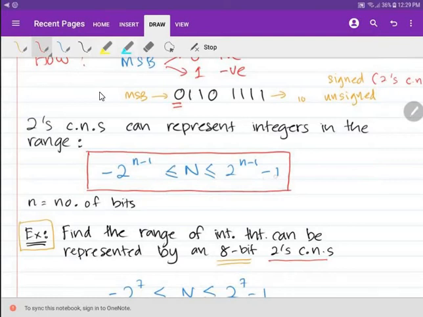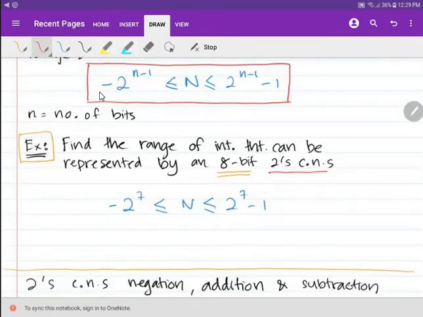Why do we minus 1 here? In the positive range, why do we minus 1? Yes, because including 0. So let's see the example. Find the range of integers that can be represented by an 8-bit 2's complement number system. So this is a signed number. So you have to use this formula. Negative 2 to the power of n, where n is 8 minus 1 is 7, and you get 2 to the power of 7 minus 1.